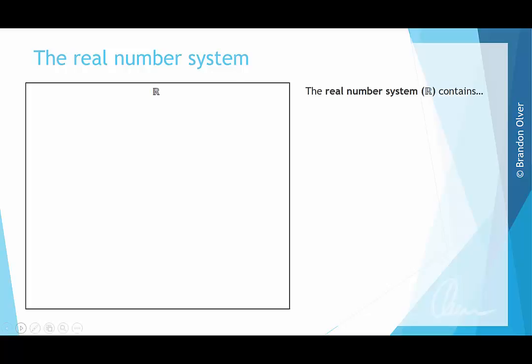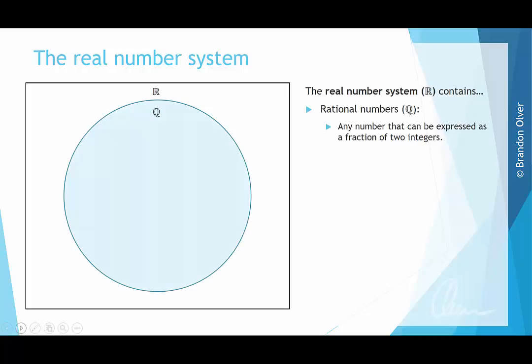So here we're going to build up our ideas of the real number system. So the real number system contains many subsets. The first is the rational numbers, which are any numbers that can be expressed as a fraction of two integers, and we'll explore this idea of integers in a moment.